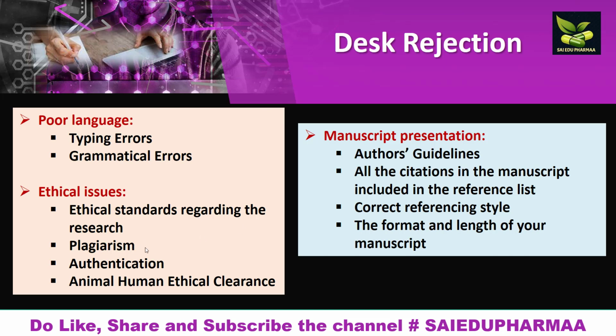Plagiarism issues should be well checked. Then if you are using any plant, then authentication of the plant or plant part should be properly done. If you have any sort of animal studies or human studies, then animal and human ethical clearance should be properly taken by the institutional ethical committees. So if you have not done all these things, then the editor will immediately reject your article and it won't be sent for review also.